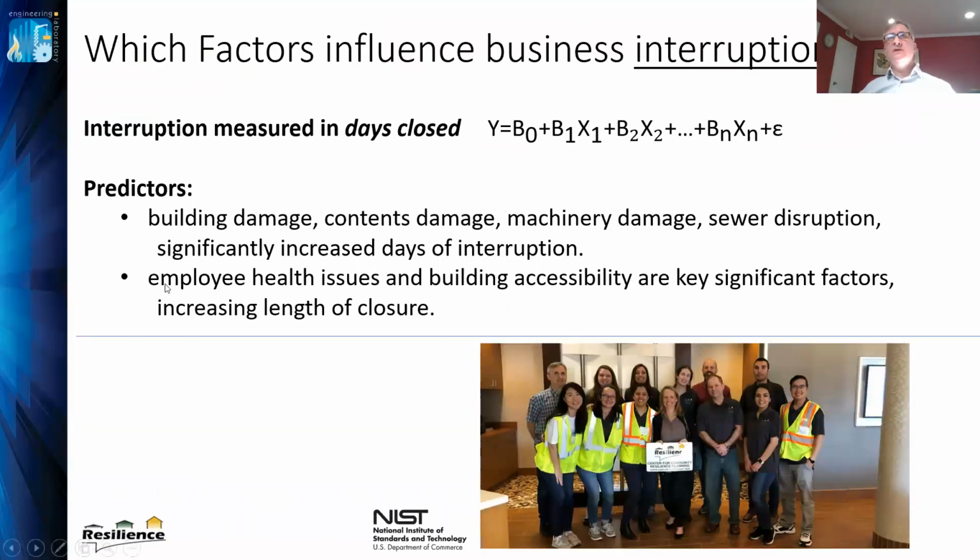And then there's the business survey, same thing. Based on the surveys, can we tell what are those predictors that interrupt businesses? And of course, we add building damage in there and that sort of thing, and how long it took to recover the water and the sewer operation. But we also have other issues: employee transportation access to the businesses, and employee health issues.